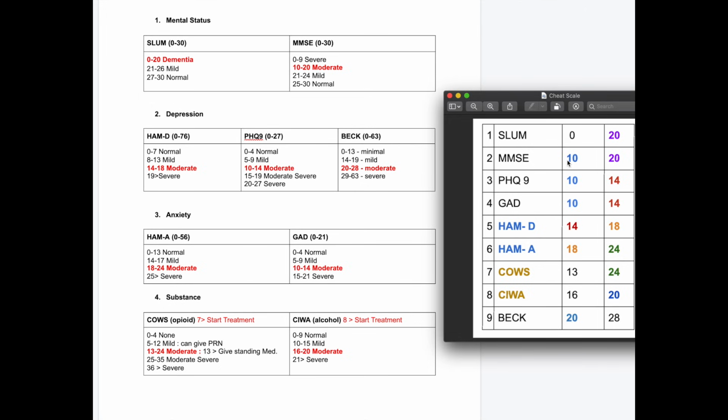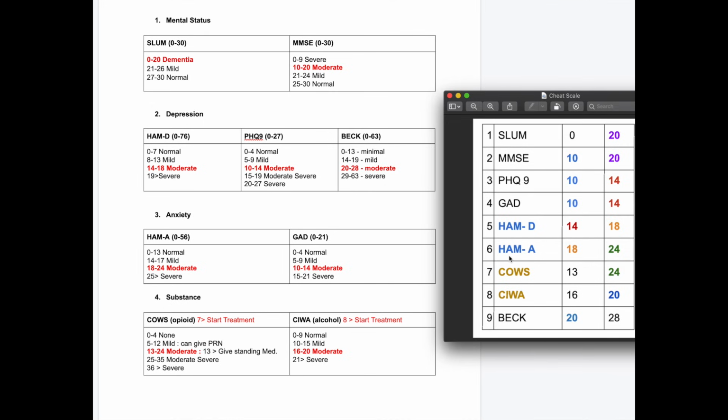But all the other ones, 10 to 20 for MMSE. You have the MMSE, that's the moderate. You have the PHQ-9, that is 10 to 14. Then the next one we have is GAD. GAD is 10 to 14 as well, which is moderate. Then the next one that you have is HAM-D. HAM-D is 14 to 18, which is moderate.